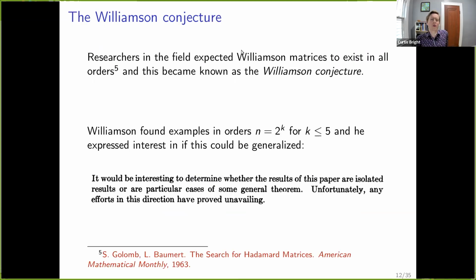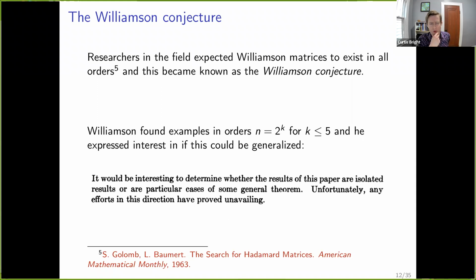All right, so Williamson never actually made this conjecture, but it kind of became known as a folklore conjecture. And you can see some of the researchers I showed on the photo there wrote this paper in the American Mathematical Monthly, where they expect that Williamson matrices of any given order should exist. Okay, and so this kind of became known as the Williamson conjecture.